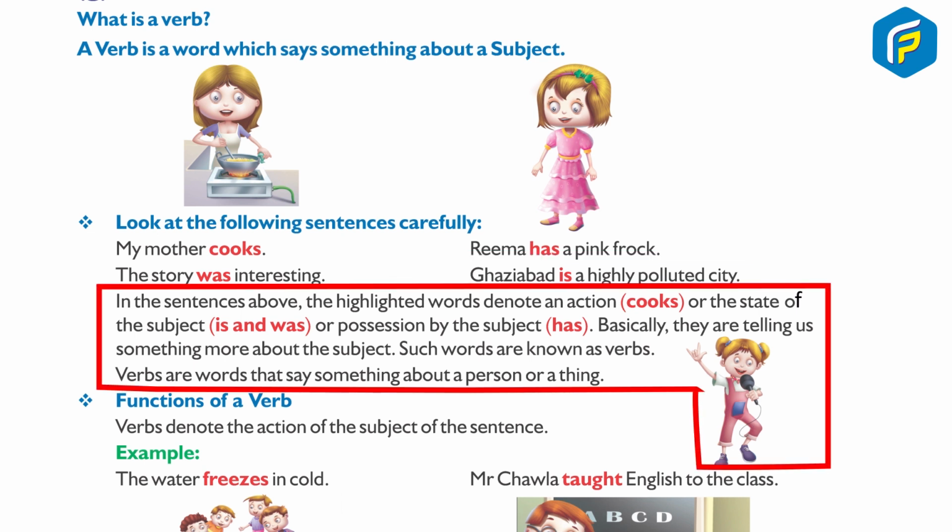In the sentences above, the highlighted words denote an action (cooks), or the state of the subject (is and was), or possession by the subject (has). Basically, they are telling us something more about the subject. Such words are known as verbs. Verbs are words that say something about a person or a thing.